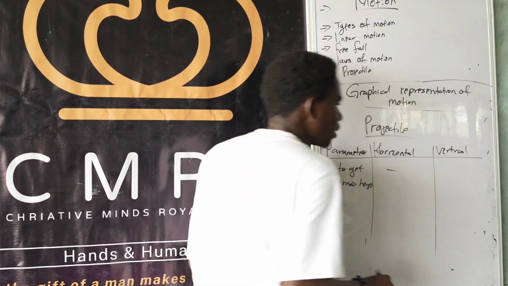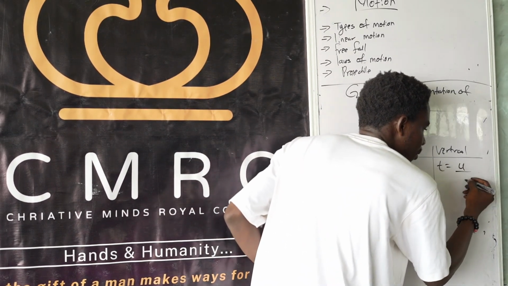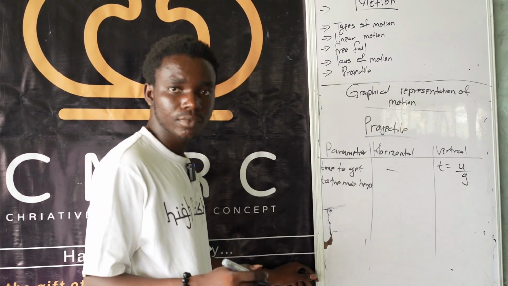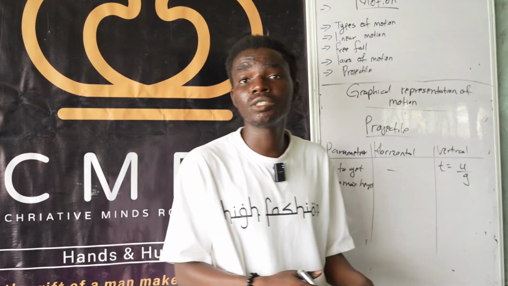For vertical projection, we have t equals u over g. And you know that your u is the initial velocity, and your g is the acceleration due to gravity.